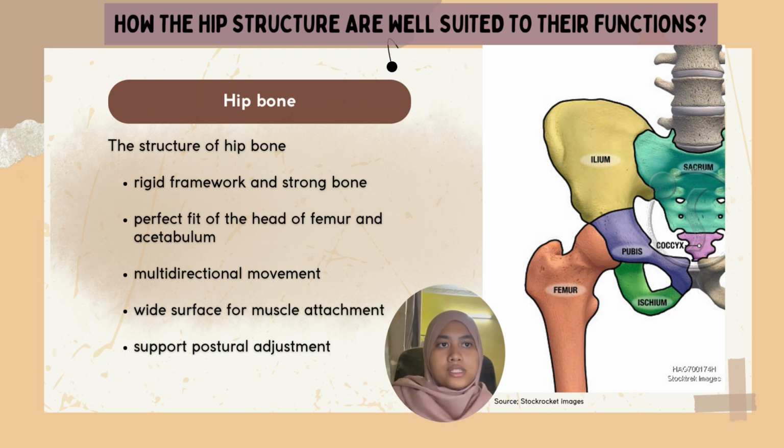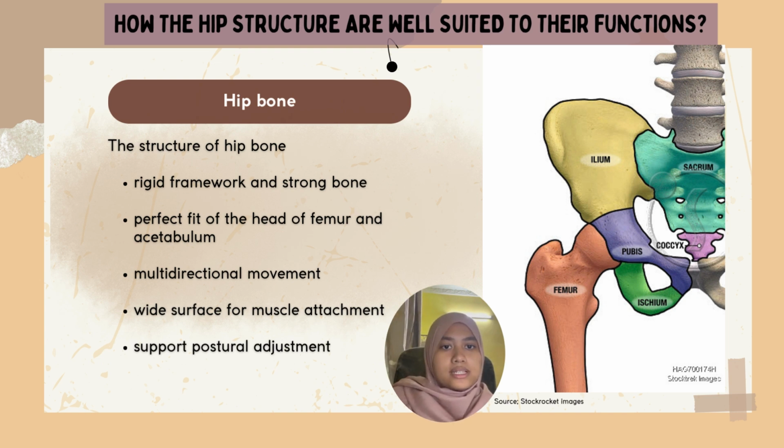A key feature of the hip bone is the perfect fit between the femoral head and acetabulum that forms a secure ball and socket joint. This deep, well-formed connection enhances joint stability. It also reduces the risk of dislocation while allowing smooth, controlled movements.